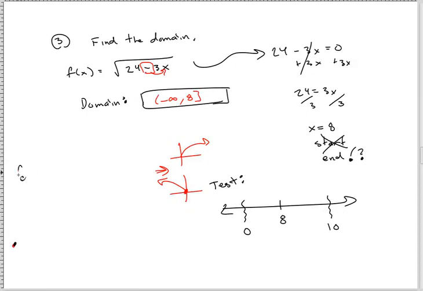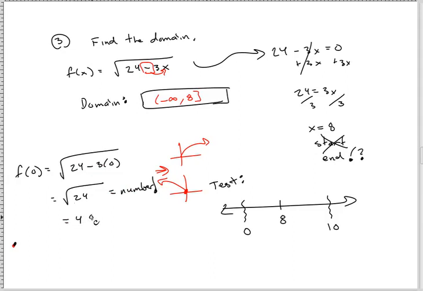So f of 0, I'm just plugging it into the original here. So 24 minus 3 times the 0, square root of 24. I don't know what that is, but it's a number. It works. I guess here, just to prove that it works, let me use my little calculator to see what it is. It's a decimal. I got 4.8989. It worked. I mean, that's fine.